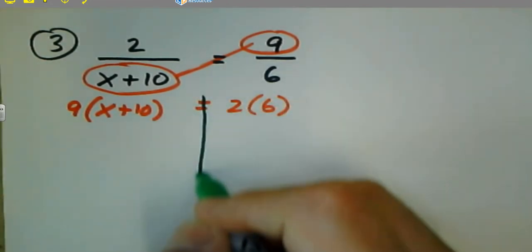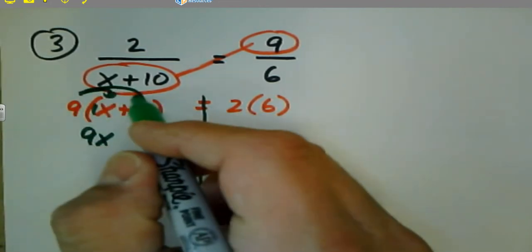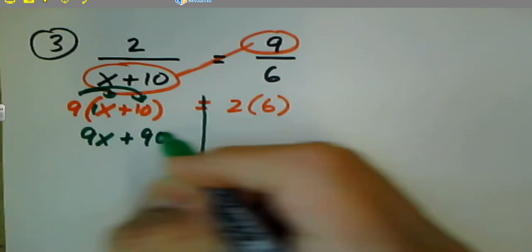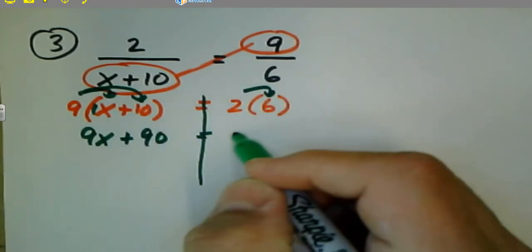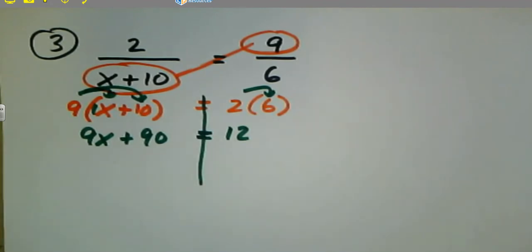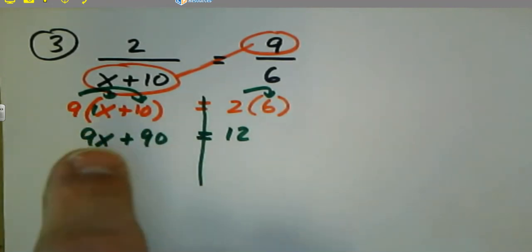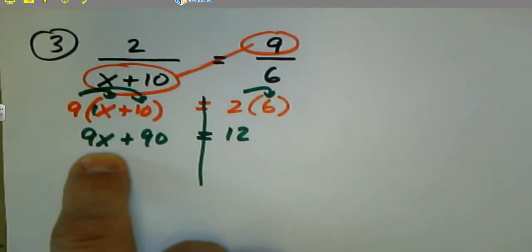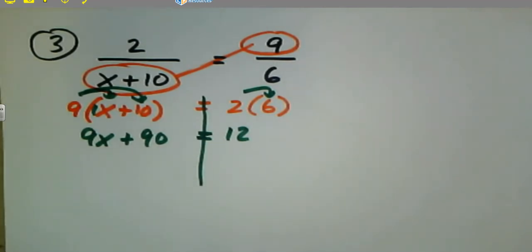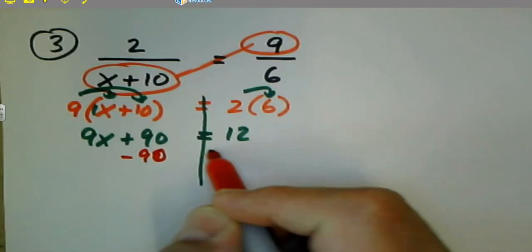Yep, you guessed it. Distribute. 9 times 1 is 9, 1x. 9 times 10, 90. 2 times 6, 12. That was the distribute part. No combined like terms. No extra variable. That'll happen in a couple days. But there is something added or subtracted to the x. We need to get rid of that first. So 90 is added. So we're going to subtract 90 from both sides.